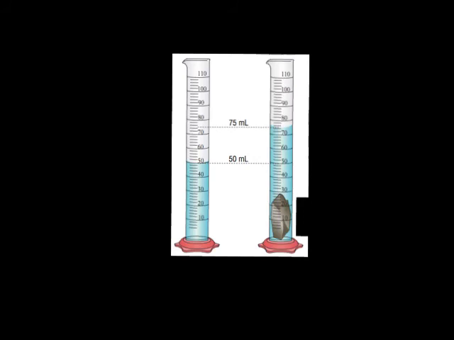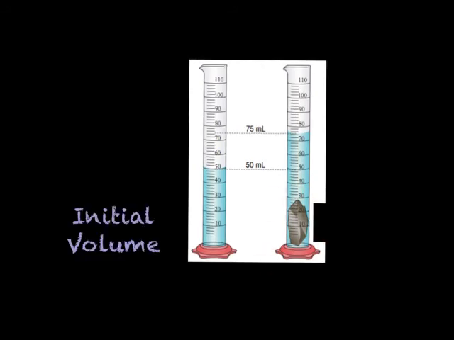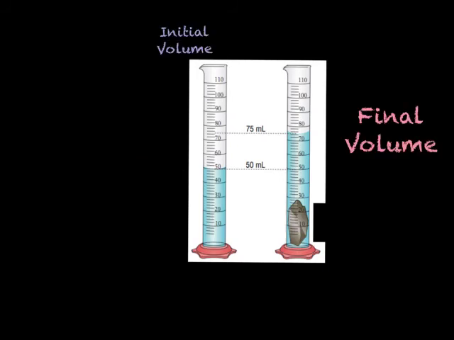This picture shows 2 graduated cylinders. These 2 graduated cylinders are going to be used to help find the irregular volume of this rock. The first cylinder shows the initial volume. This means that you poured water to an initial amount. In this case, it happens to be 50 milliliters. The second cylinder is showing the final volume. If we look over here, the final volume is at 75 milliliters. The final volume includes the rock in that particular cylinder.